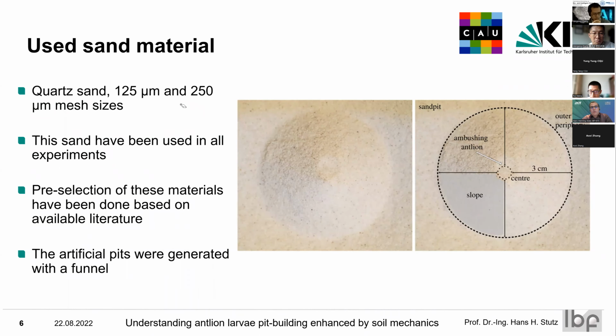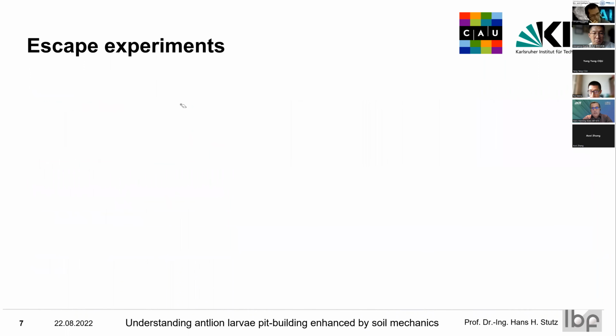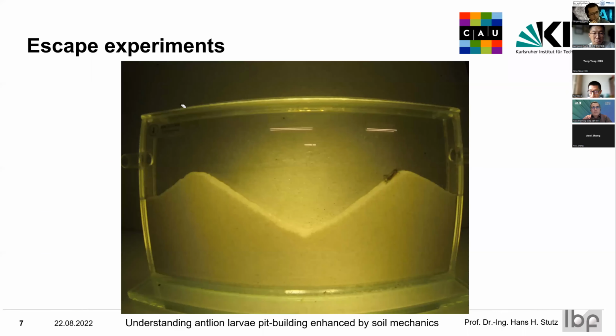And for some of the experiments where we have used artificial pits or artificial slopes, we have used them either with a funnel, or we had a box where we simply had a trapdoor problem there. The sand was flowing out to generate a nice pit, more or less the same size as the pit which they usually built. So first of all, we're coming to this escape experiment.